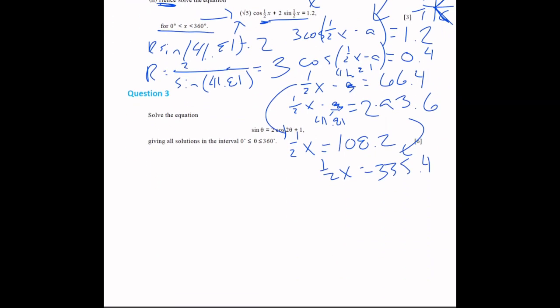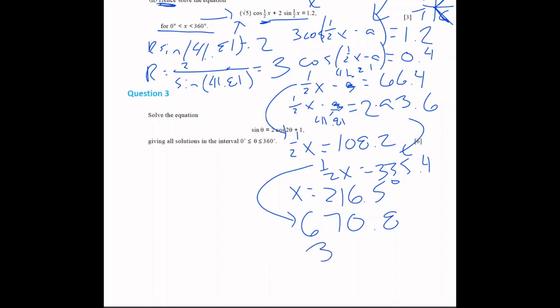Then I'm going to multiply by 2 on both sides, because if you have a fraction, you can multiply by the denominator to cancel it out. So my first x, times 2, gives me 216.5, rounded up. And this one is 335.4 times 2, which gives me 670.8. Because that degree is over 360, I can subtract 360 from it to get the same angle. From that, I get 310.8. So those are my two answers.